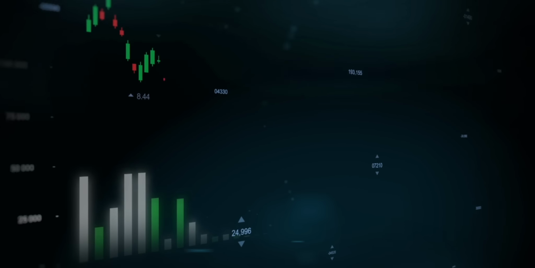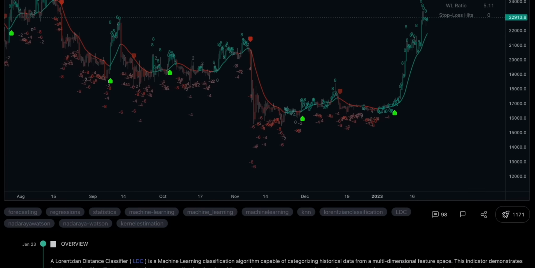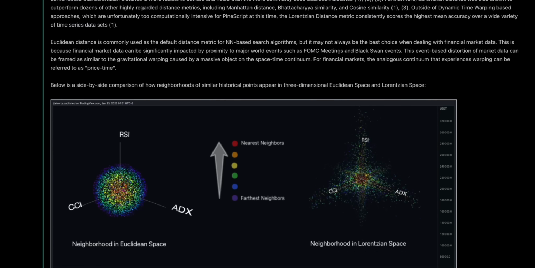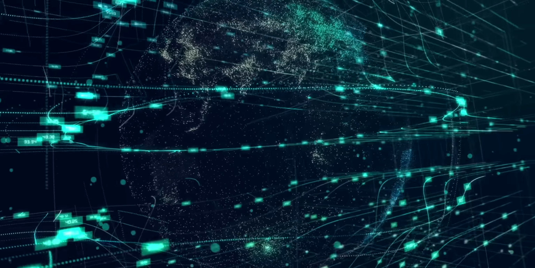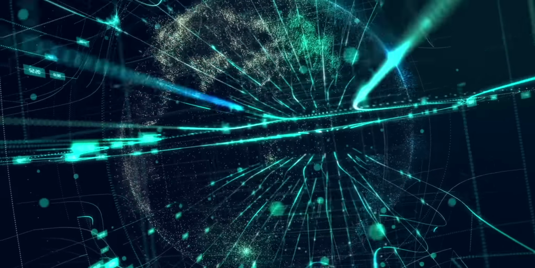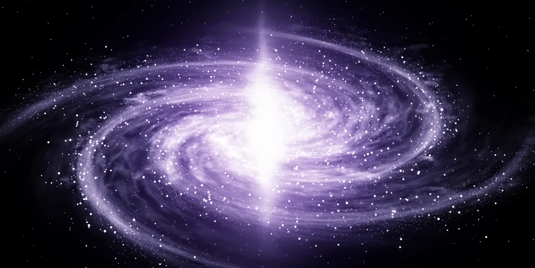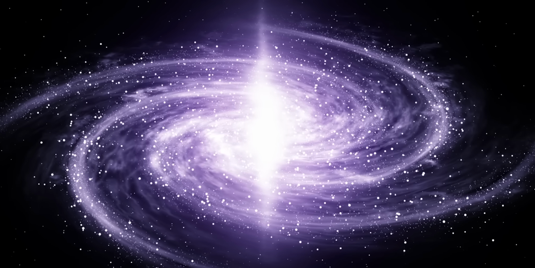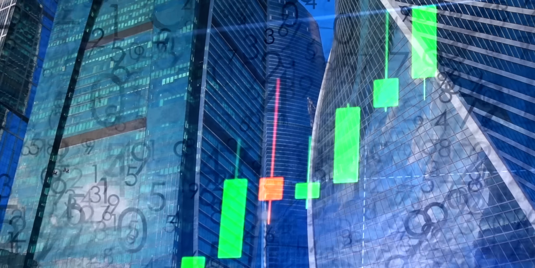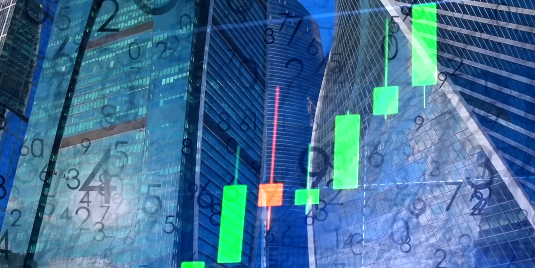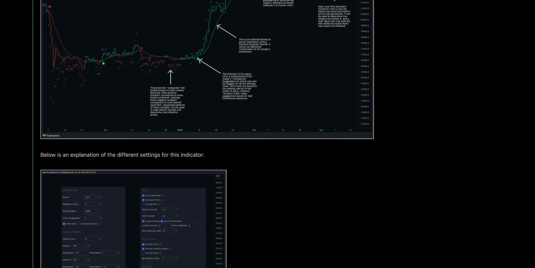This indicator demonstrates how Lorentzian classification can also be used to predict the direction of future price movements, when used as the distance metric for a novel implementation of an approximate nearest neighbors algorithm. In physics, Lorentzian space is perhaps best known for its role in describing the curvature of spacetime in Einstein's theory of general relativity. Interestingly, however, this abstract concept from theoretical physics also has tangible real-world applications in trading. We will not go into depth about how this theory actually works, otherwise this video will be too long. Instead of that, let's cover the key features of the indicator.